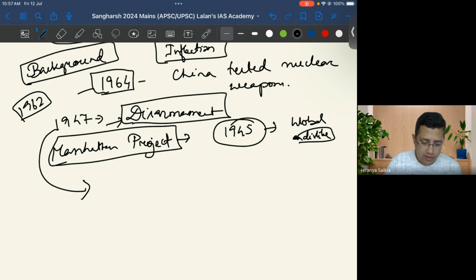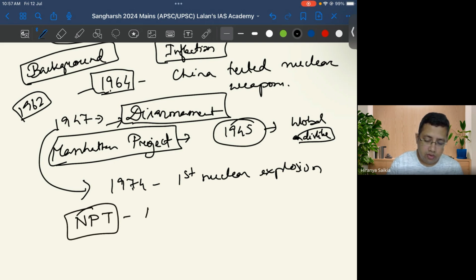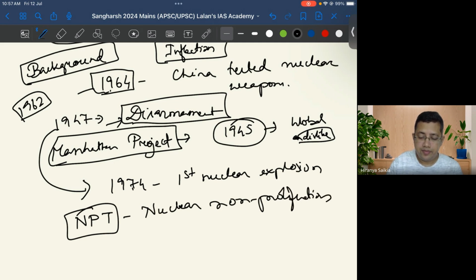So by 1974, what we did, Smiling Buddha, we did our first nuclear explosion. But before, between 64 and 74, between these 10 years, something important global development happened, that is called NPT, the Nuclear Non-Proliferation Treaty.